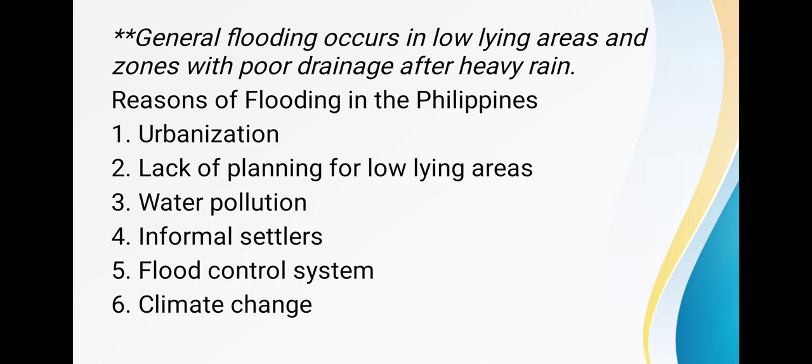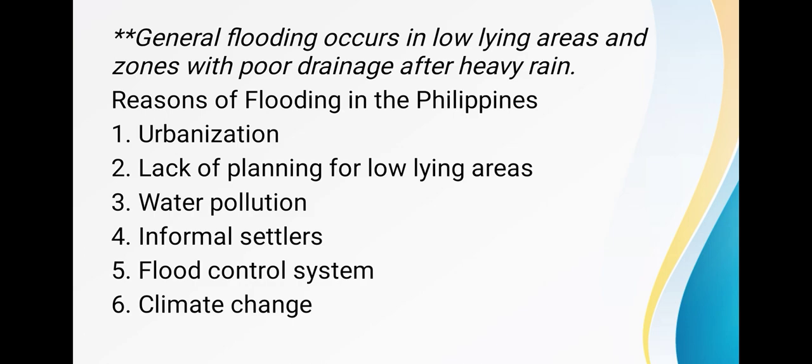Number four, informal settlers. As I have mentioned in number one, in urbanization, the unplanned relocation sites of those informal settlers are one of the factors why we experience flash floods, because they are blocking the waterways.